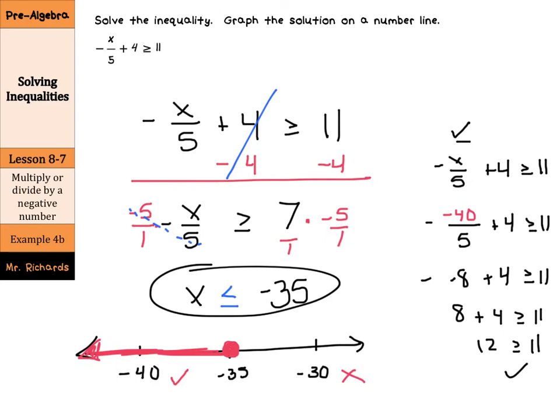That is it for this lesson on solving inequalities. Be sure to pay attention to when you're multiplying or dividing both sides by a negative number. And good luck.